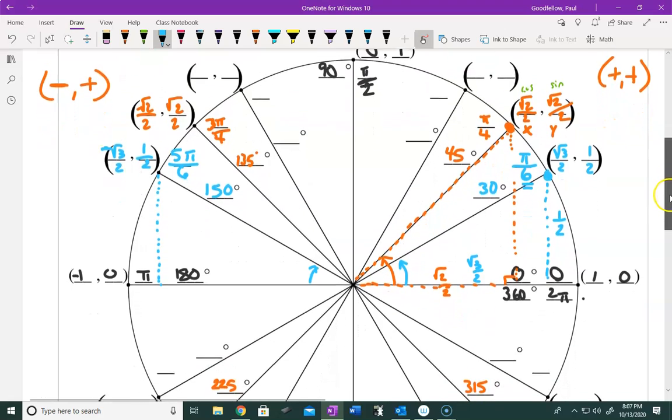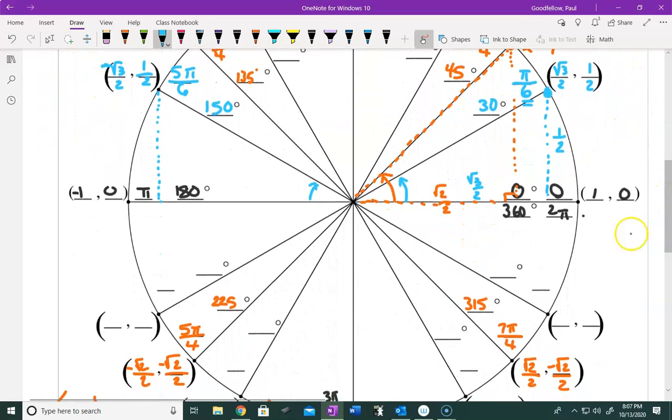Now, I'm doing these in the same color, and you probably should too. Color-coded, if you're one of those special people that likes to do that.